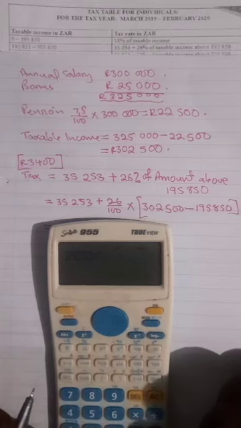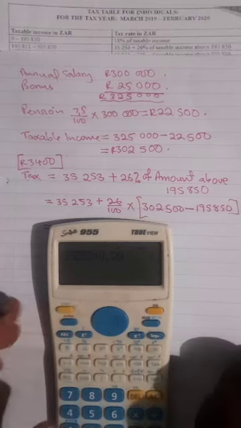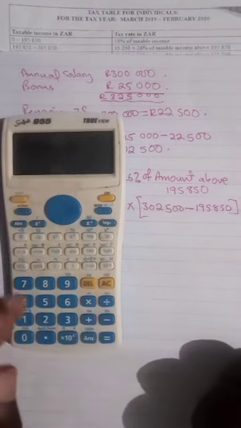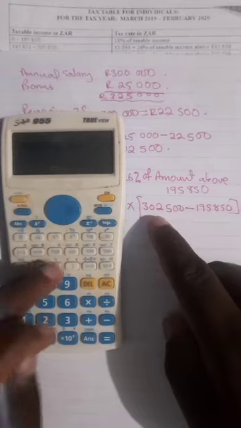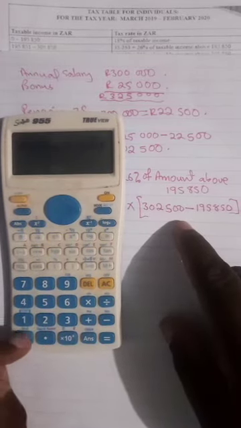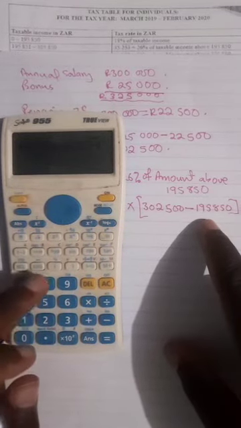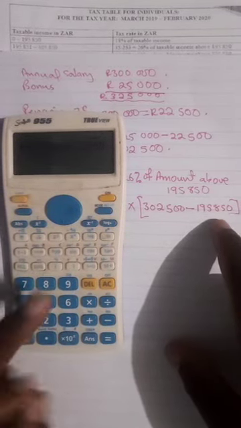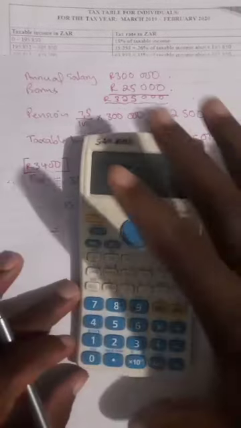35,253 plus 26%. You can write it as 0.26 times bracket of 302,500 minus 195,850. Close that bracket and press your equal sign.